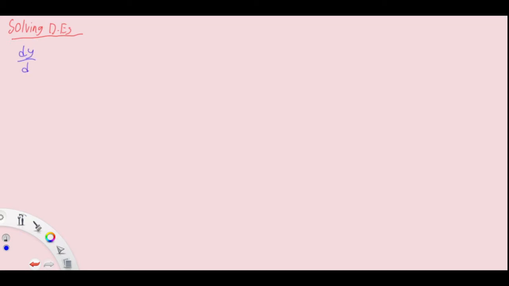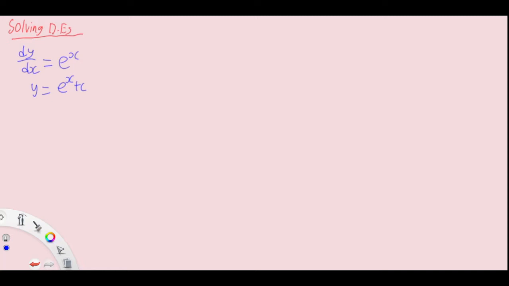To solve them, you have dy/dx equals e^x, right? So if you want to integrate it with respect to x, on the left side you get back y, integrating e^x will give you e^x again, and not forgetting your arbitrary constant, plus c. So the basics still stand, right?